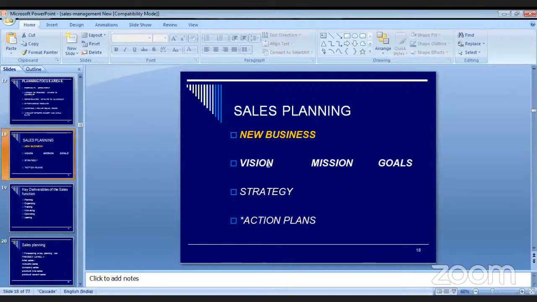Vision, you are making a long term activity, where your sales department will reach after 10 years, that is your vision. Mission, the path through which you are going, that is mission. Goal, you are making a target and reaching that target is your goal. Suppose my target is that after 10 years my sales will go from 5 million to 50 million, reaching 50 million customers. So it is a target. Within this period you have to reach this vision, mission, goal, and then strategy.